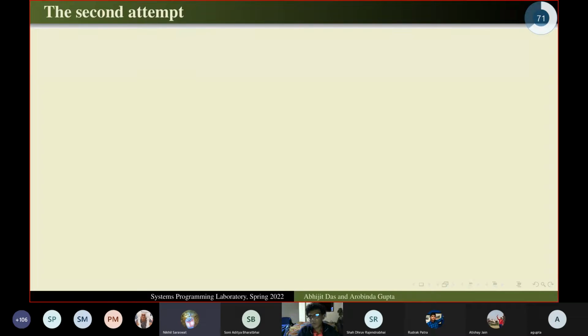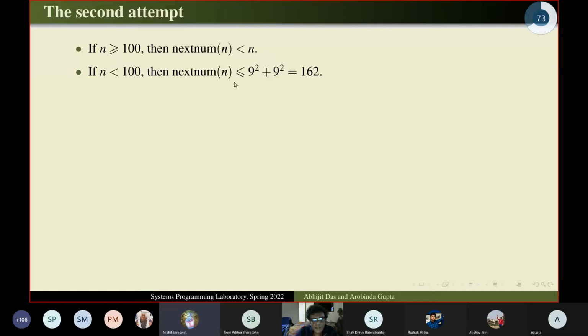So you need to look at the structure of the problem at hand. First of all, you note that if n is greater than or equal to 100, the next number is less than n. You can easily prove this. But if n is less than 100, the next number may be bigger than n. For example, if it is 99, the next number will be 162. Even though this is bigger than 99, it is not bigger than 200. This is the maximum possible.